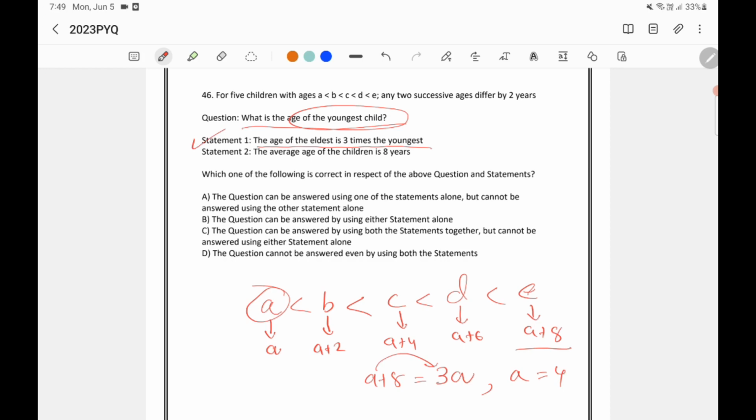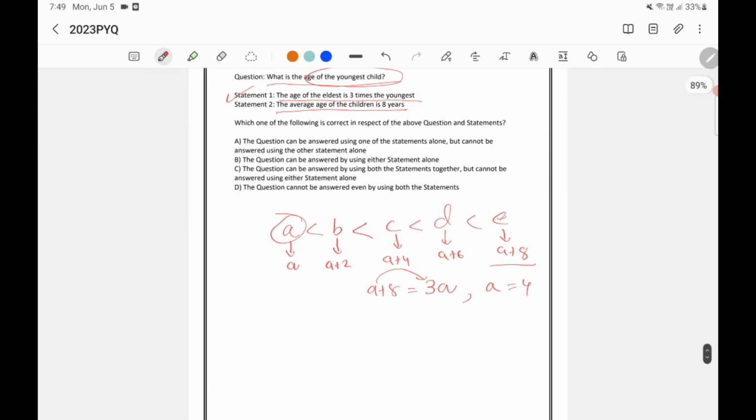Now let us check statement 2. It says that the average age of the children is 8 years. So here how can we find out the average? Here it is A plus 2 plus A plus 4 plus A plus 6 plus A plus 8, and total 5 are there, divided by 5 is equal to 8. Here there is only one variable A. So we can find out the answer.